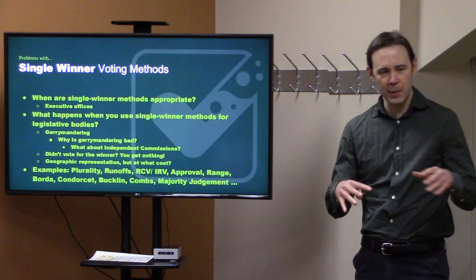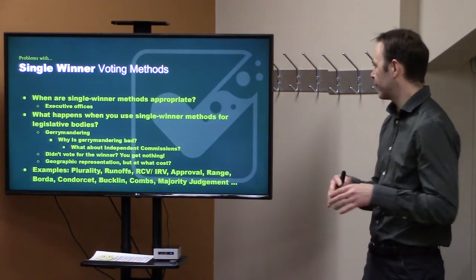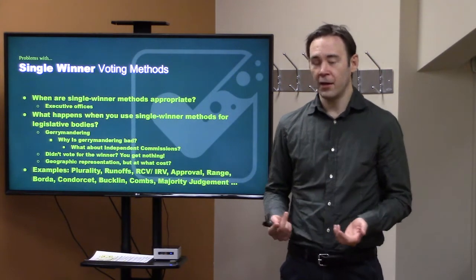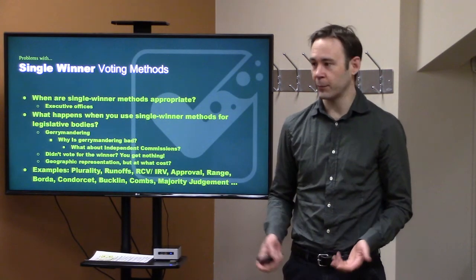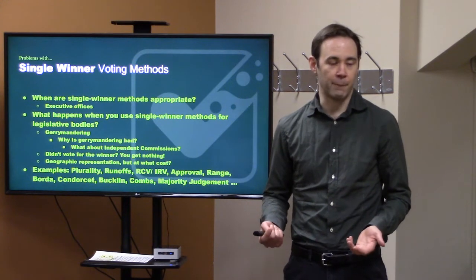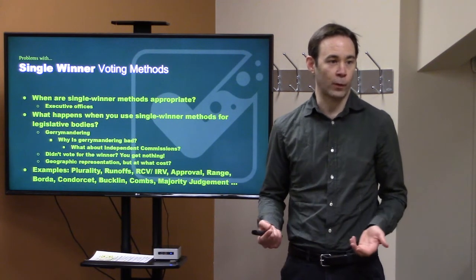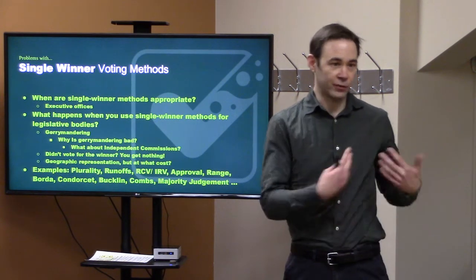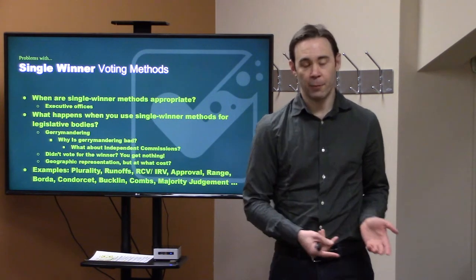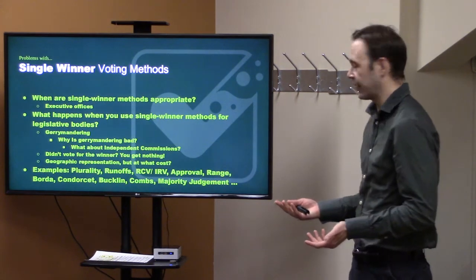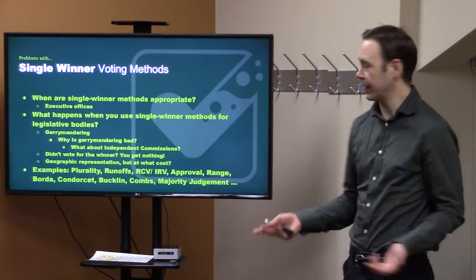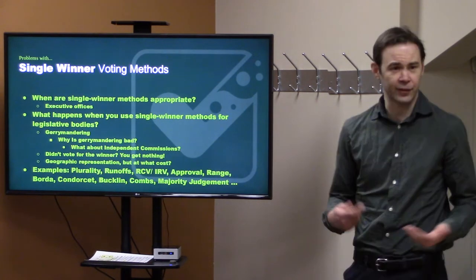We can maybe use single winner methods as a segue here. There are some places where you just have to use a single winner method. You've got some kind of executive office. You can't use a multi-winner method for mayor or governor or president. Sometimes you just need a single winner method. But you have other situations, like a council or some kind of legislative body. In those cases, you've got some options.